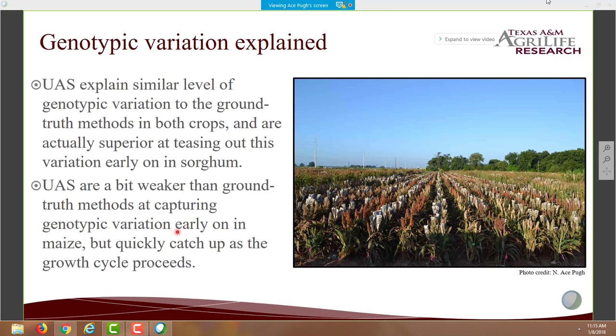So to sum that up, UAS explains similar levels of genotypic variation to the ground truth methods in both crops, and is actually superior at teasing out this variation early on in sorghum. They're a bit weaker than ground truth methods at capturing genotypic variation early on in maize, though. But they do quickly catch up as the growth cycle proceeds, especially if you're using the 95th percentile.